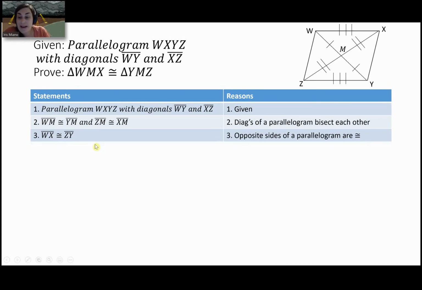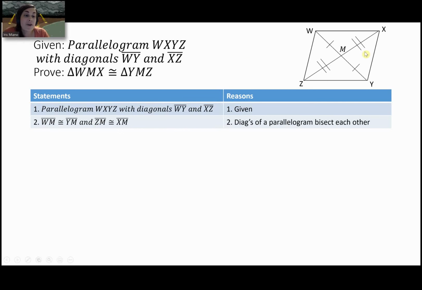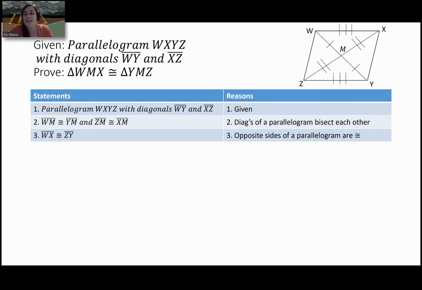Alternatively, at statement 3, I could have also said that angle WMX is congruent to angle YMZ because vertical angles are congruent, and then sided my way into the triangle congruency statement, which is the proof statement. So that's another way that this proof could be written. But I chose this way.